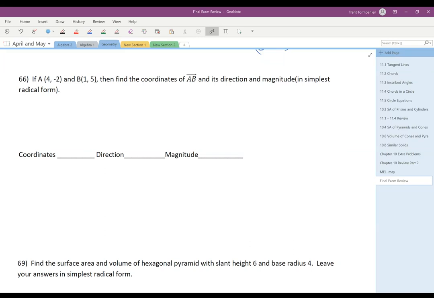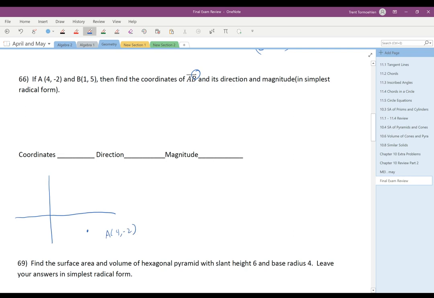For 66, we're talking about a vector. Remember, it's a vector because you have this arrow pointing that direction with only one side of the arrow filled in. That makes it a vector. And to do that, if you've forgotten the process here, it's best to just go ahead and draw a sketch of what's happening. And so A is 4 over, -2 down. And so (4, -2) is going to be A.